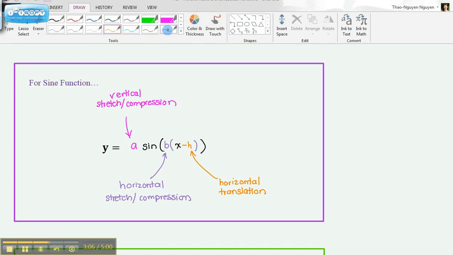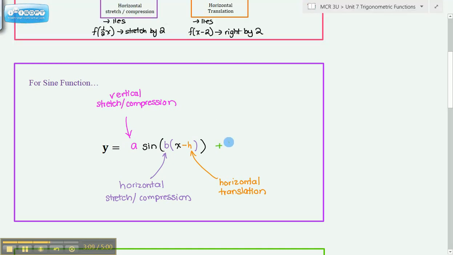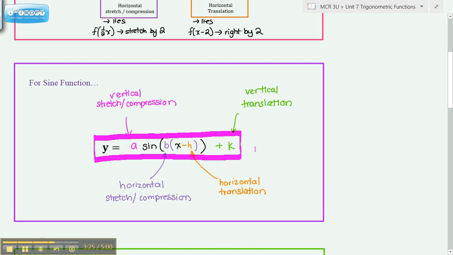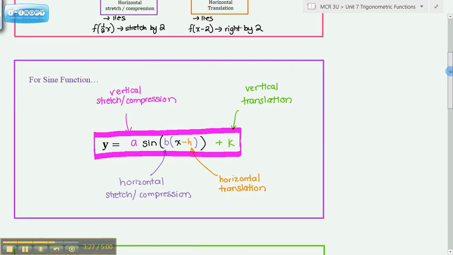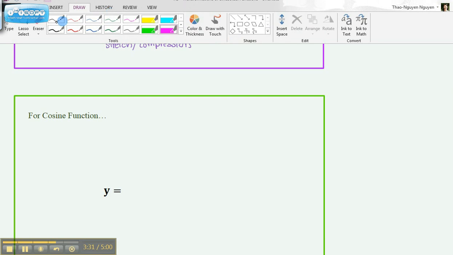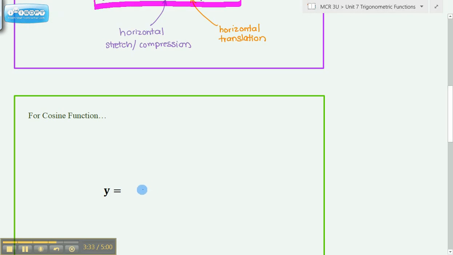The final transformation is this plus k, and it is outside of the function of sine of x. So it's just attached at the end. And that tells me that there is a vertical translation. So now we have the general form of a transformed sine function. So let's move on to the cosine function. So if you recall, the general parent cosine function just looks like y equals cos of x.